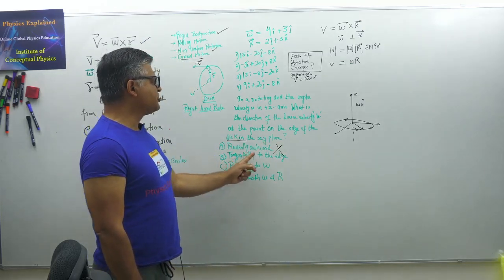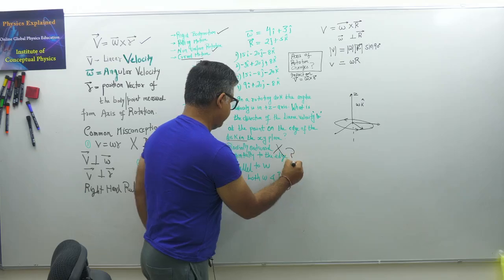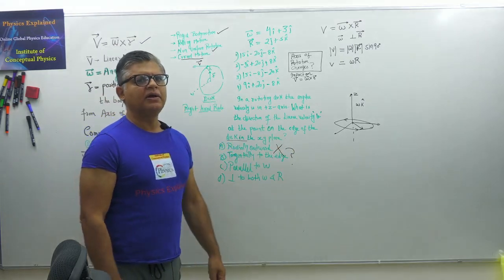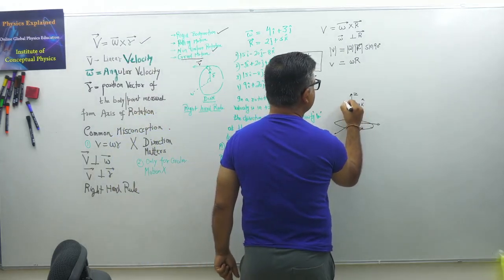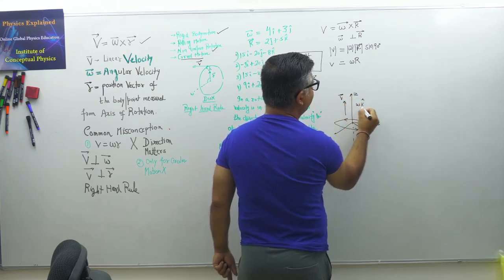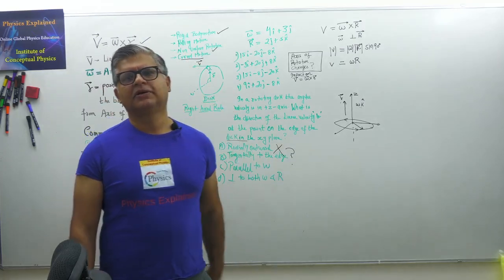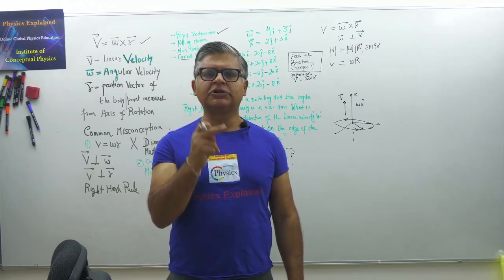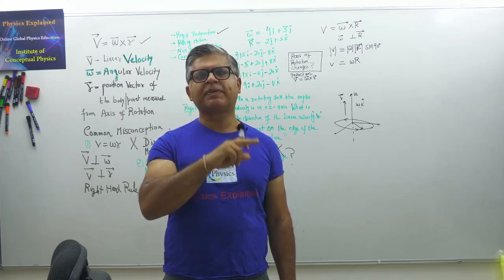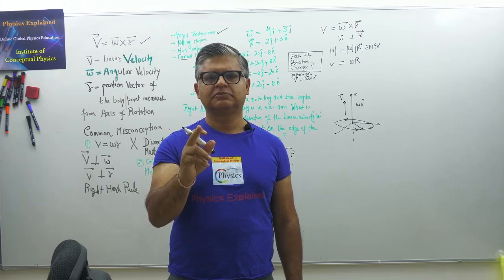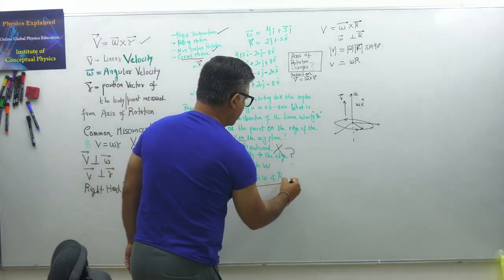Next, it is tangential to the edge. Maybe. Okay, question mark. It is parallel to omega. Linear velocity is parallel to omega. So he's saying the direction of velocity is this, right? I don't think so. If you go back to the discussion, V is always perpendicular to the plane of omega and r. It is perpendicular to omega, and it is perpendicular to r. Wrong. It is perpendicular to both omega and r.